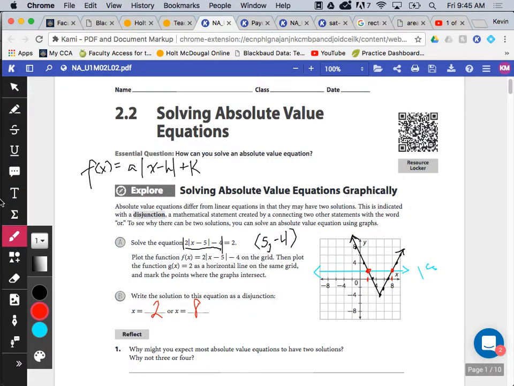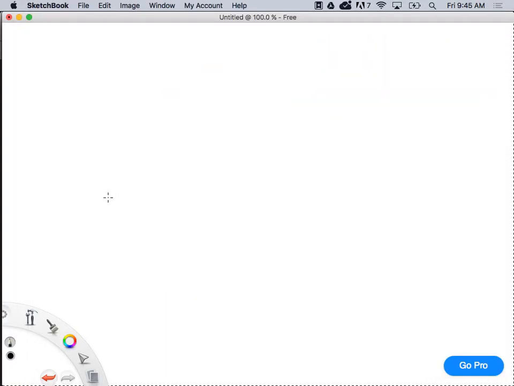Okay. So absolute value of 2 times the absolute value of x minus, what is it? X minus 5. 5. Absolute. And then minus 4 is 2. Minus 4 equals 2. Okay, so first step is isolate the absolute value. So what should I do first here? If I want to get this by itself, what should I do first? Add 4 to both sides.